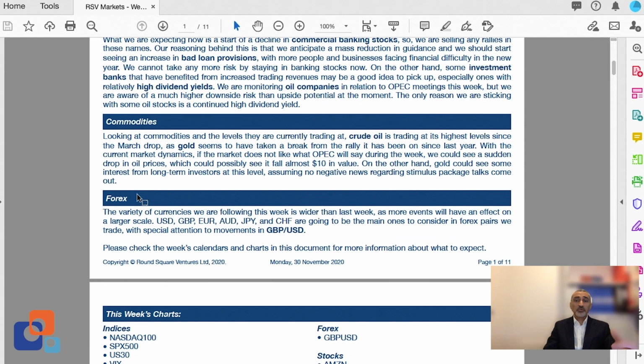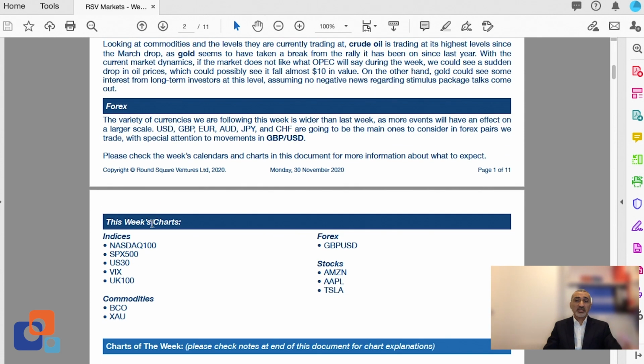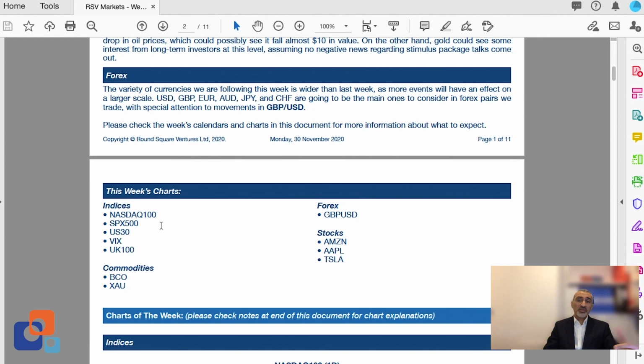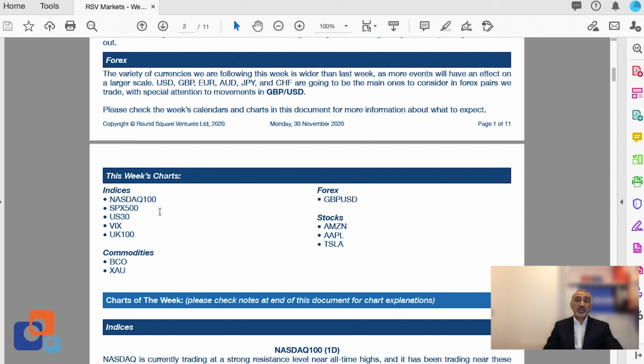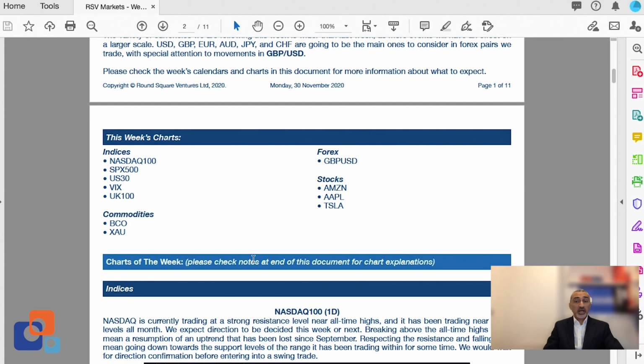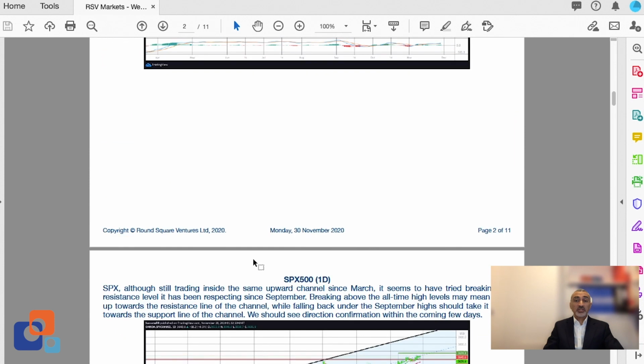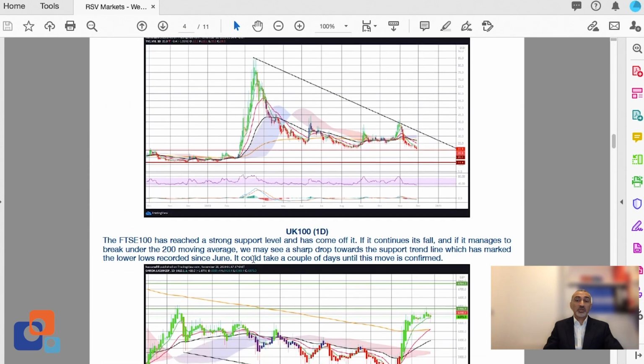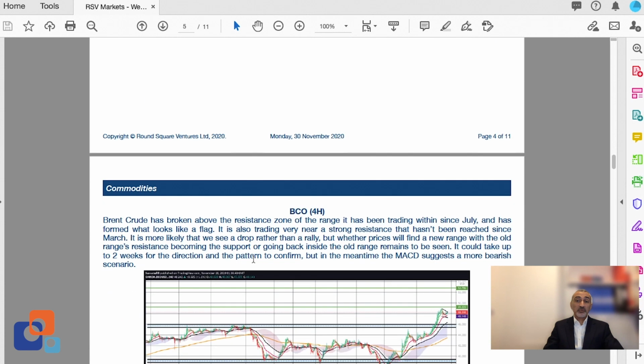Again, it starts with the macro picture and goes into more detail about indices, stocks, commodities, and forex. We then have the charts for the week, which include some indicators on the daily or the 4-hour time frames, and a brief of what we are looking at. The weekly charts will always include the three main US indices, the VIX, the FTSE 100. The charts will always include Brent crude oil and gold in the commodities section, and then forex and stocks will depend on our watch list for the week.